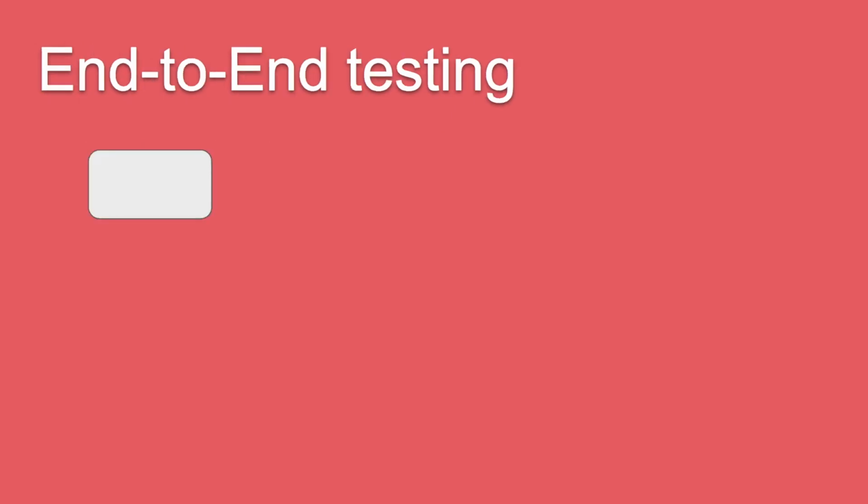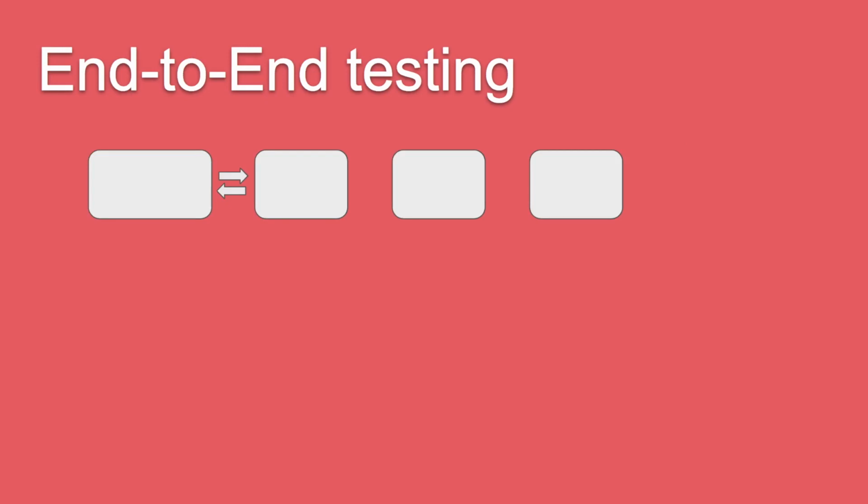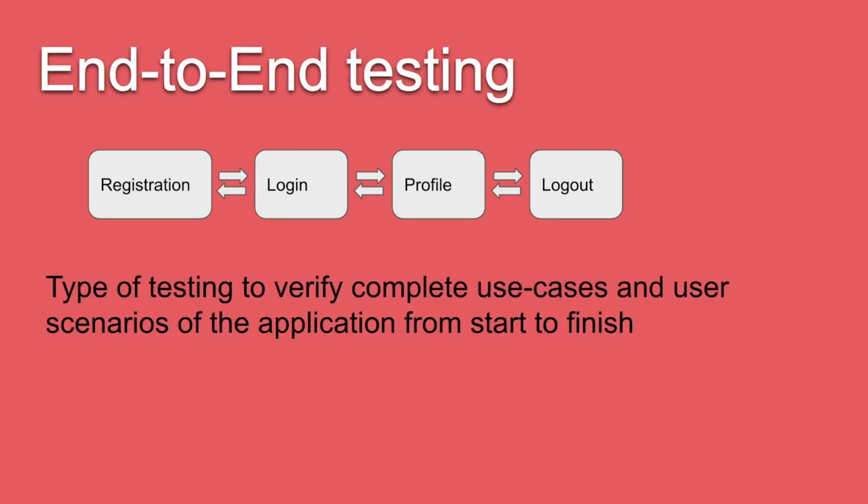So here, if I talk about end-to-end testing, in any application we can have multiple modules and all these modules talk to each other. So if I take a very simple example, there can be a module for user registration, a module for login, profile and logout. So if we test a complete scenario or a business use case or a user scenario, for example, a user goes to registration and registers himself, then he logs into the application and then goes to the profile and logs out, this will be a complete scenario. So the type of testing to verify a complete use case or a user scenario or a business logic of the application from start to finish is called end-to-end testing.